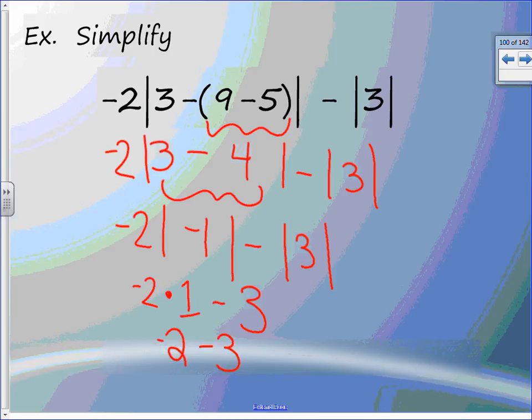Then you get negative 6. Oh, no. Just one away. Negative 5. Beautiful. All right, questions on that?